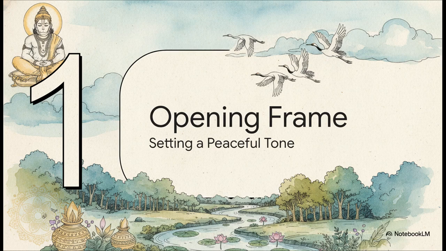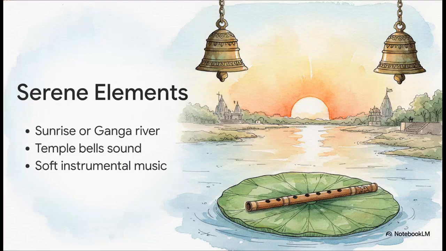Step 1, the serene opening frame. This is all about setting a peaceful tone. To really nail that traditional Doha style, you've got to focus heavily on sensory details. You want to start with a blank canvas that instantly transports the viewer right out of their busy day and into a sacred space. Picture this: vibrant visuals of a sunrise, or maybe the gentle, steady flow of the Ganga River. Then pair that imagery with the welcoming sound of temple bells and some soft instrumental music. Think along the lines of a flute, a sitar, or a veena. You're basically signaling the viewer to just take a deep breath and center themselves.